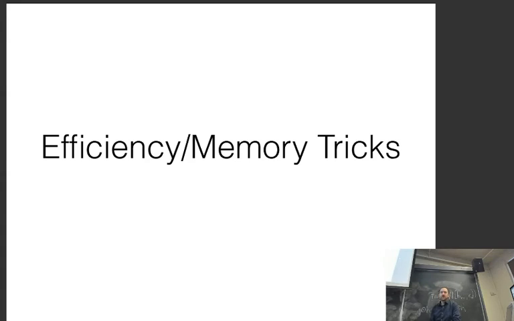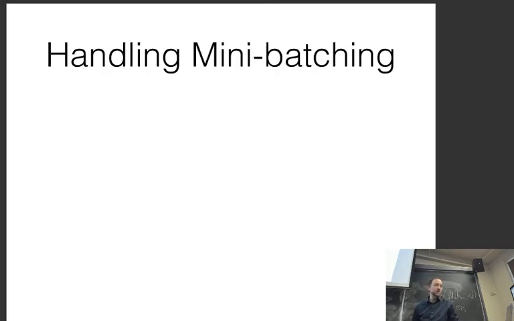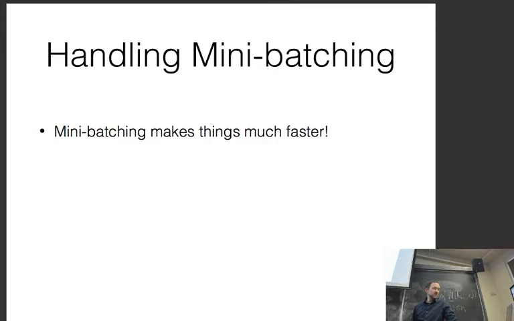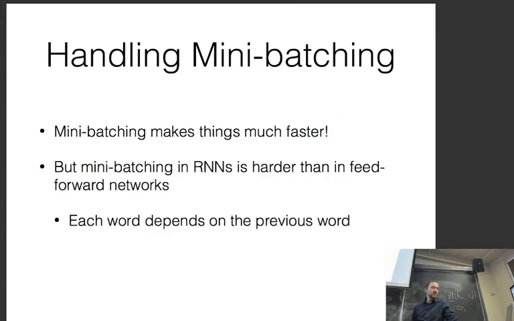So one thing that becomes very, very important when you actually want to use these is efficiency and memory tricks. I think this was not covered very well in the book, so I'd like to cover this. One of the most difficult things in neural networks for NLP is doing mini-batching appropriately. I talked about mini-batching in the context of feed-forward neural networks, but in the context of RNNs, things become more difficult. Mini-batching makes things much faster, like I said before. And the reason why things are difficult in RNNs is because each word depends on the previous word.